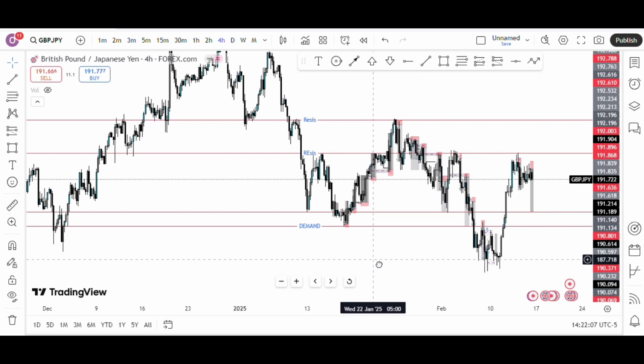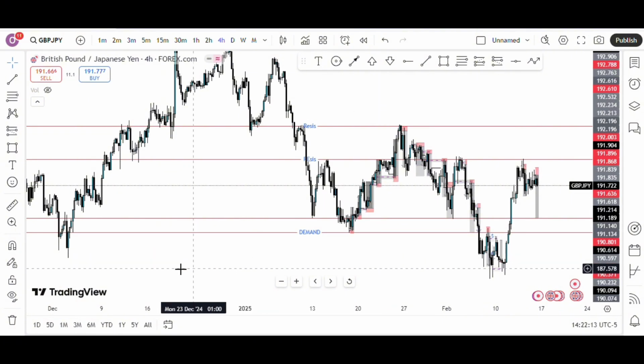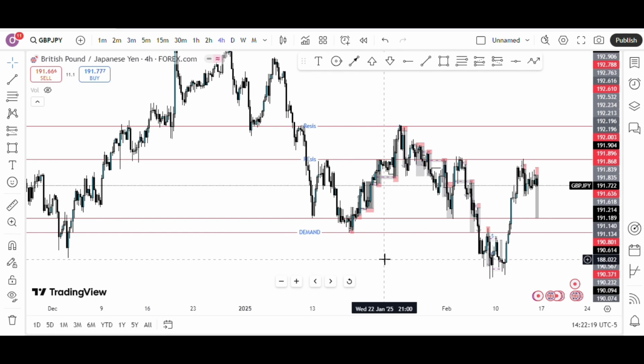So here we have a demand on a 4-hour time frame, and what next should you expect? You should be expecting the market to start bouncing to the upside, and here is a clear view of your demand, right? So what you need to do is, when you notice this kind of touch on your demand on your higher time frame, you already know the bias is going to be bullish, right? Sorry, you already know that the market is going to be bullish from that very moment.